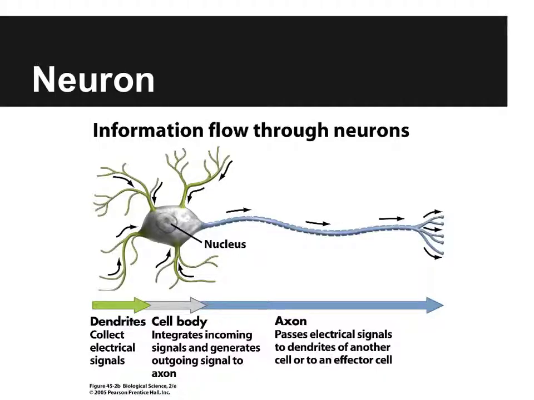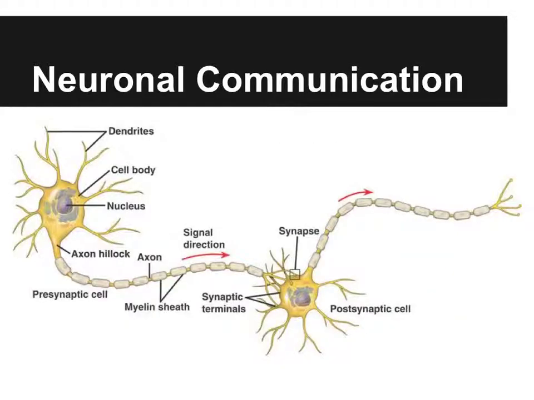So this is a quick little diagram reminding us of how neurons work. Dendrites receive and collect electrical signals. The cell body integrates those signals and generates outgoing signals that it sends to the axon. The axon then passes the electrical signals to the dendrites of another cell down the line of that nerve pathway. So this diagram quickly gives us a representation of one cell sending a signal to the next cell, and it transmits that signal here at this place called a synapse.